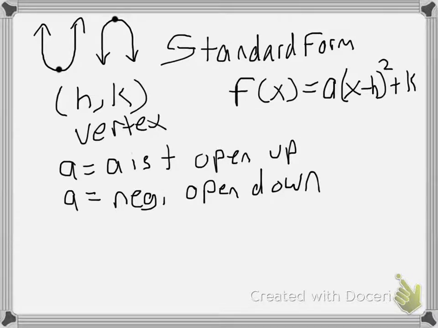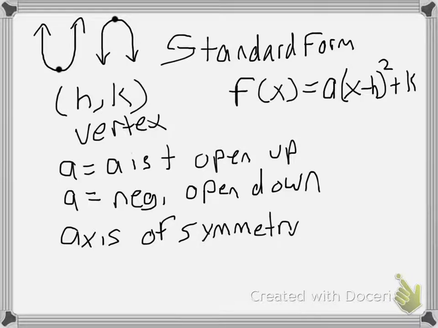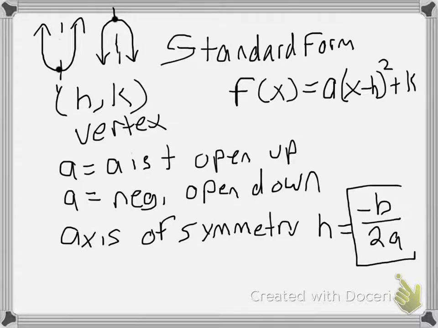You find your axis of symmetry by taking h, which is your axis of symmetry, and it's the opposite of b over 2a. Now, why is the axis of symmetry important? Well, if you look at these graphs up here, I can draw a line that goes straight through the middle, and what do you notice is on that line? The vertex. The x value of the vertex is on the axis of symmetry. This formula right here, opposite of b over 2a, gives you the x value of the vertex.